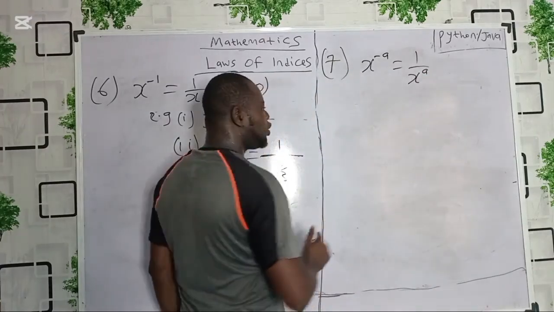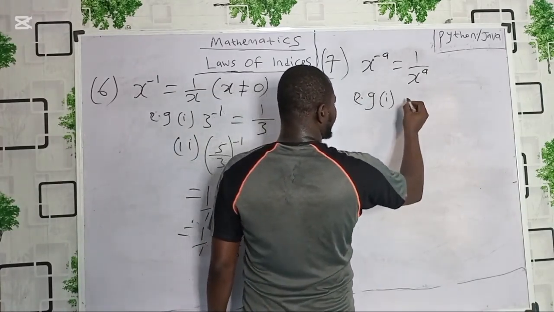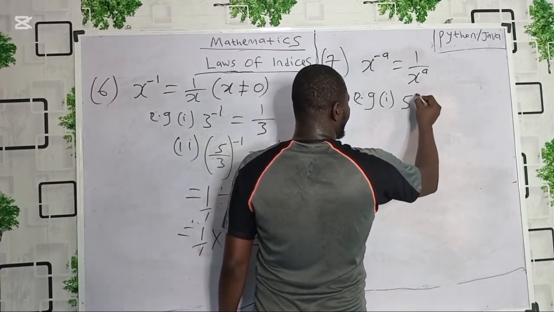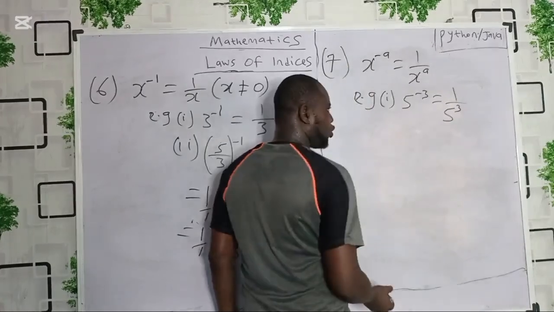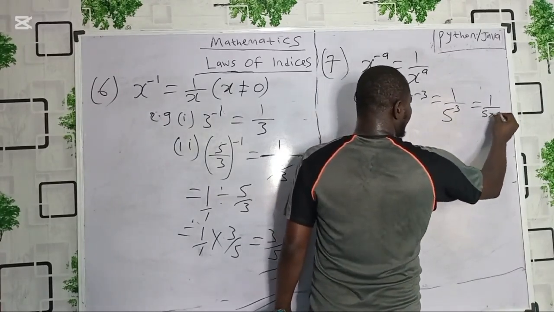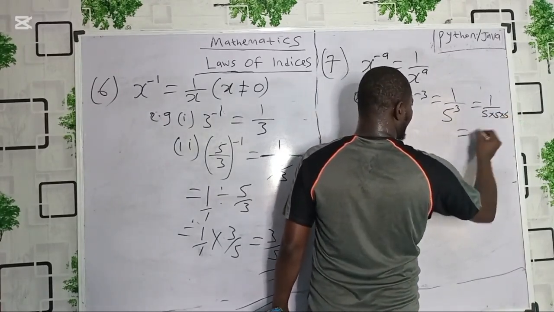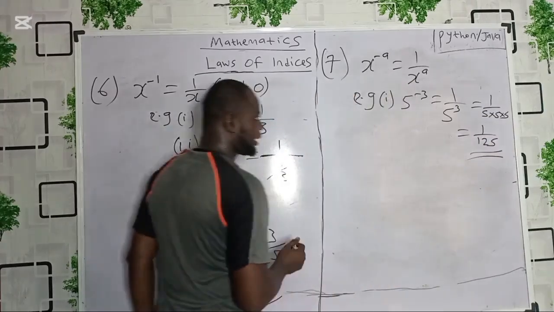Am I communicating now? So if I have this example, let's say we are to simplify 5 raised to power minus 3. This will be 1 all over 5 raised to power of 3. Okay, and that's going to be 1 all over 5 times 5 times 5. Okay, and that's 1 all over 25 times 5. That's 1 over 125. Am I communicating?